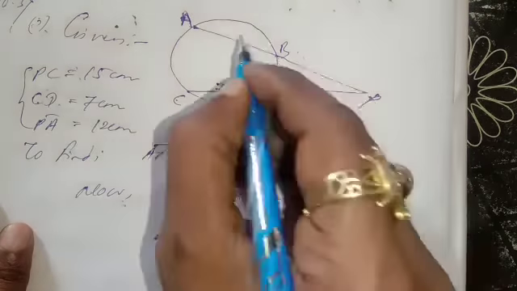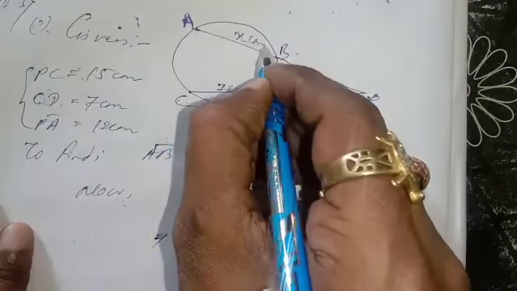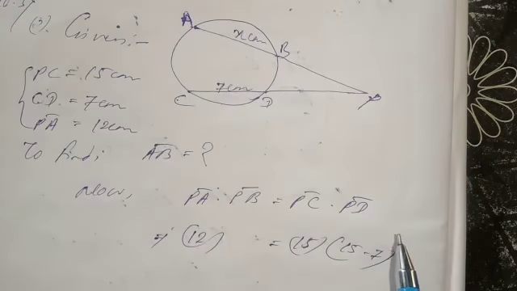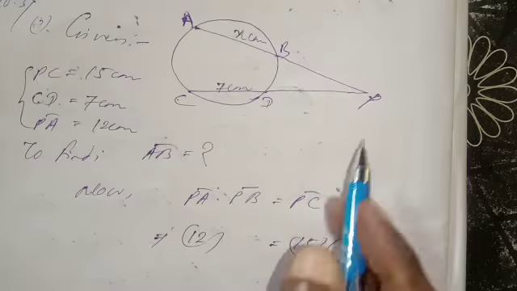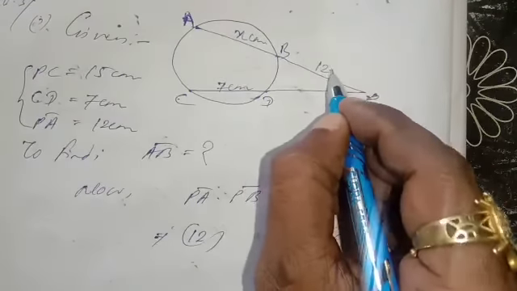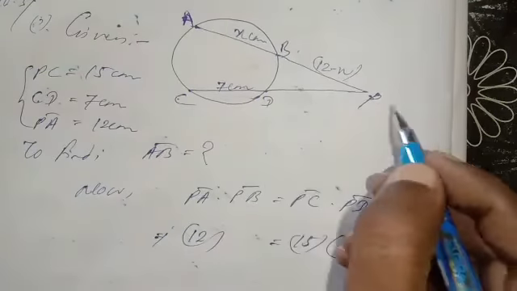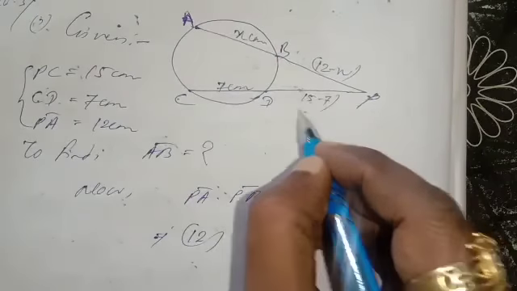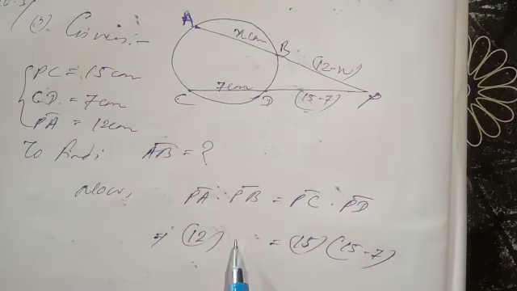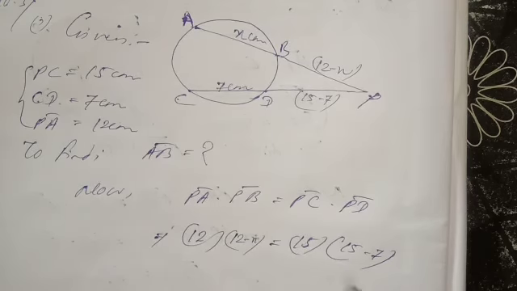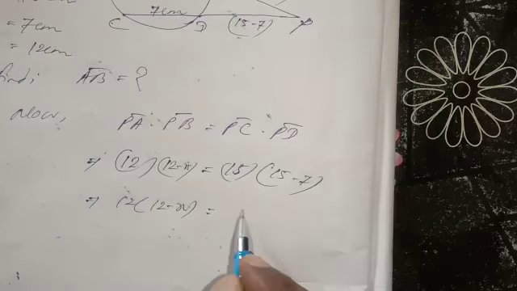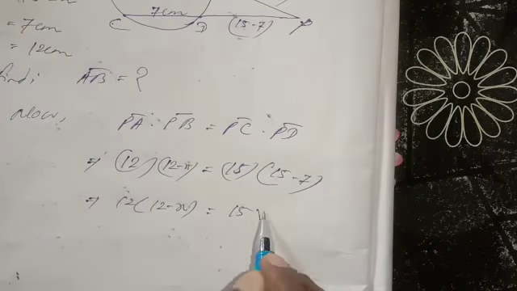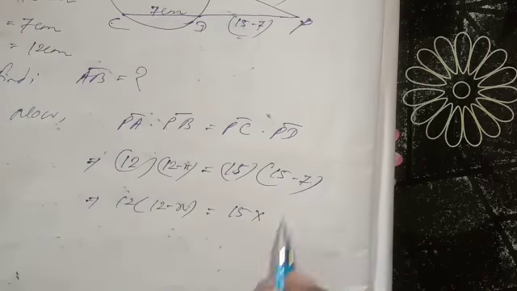Let the length of AB be x centimeter. PA is given 12, then PB will be 12 minus x. So PB is equal to 12 minus x. Now see, 12 into 12 minus x is equal to how much? 15 into 15 minus 7, that is 8.